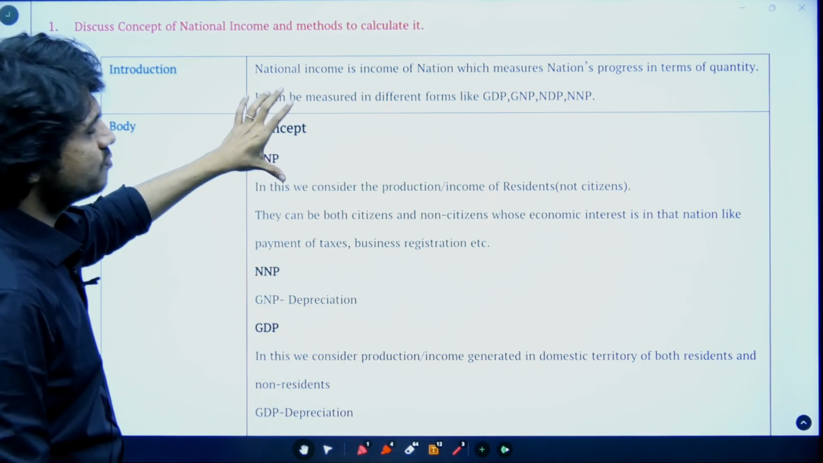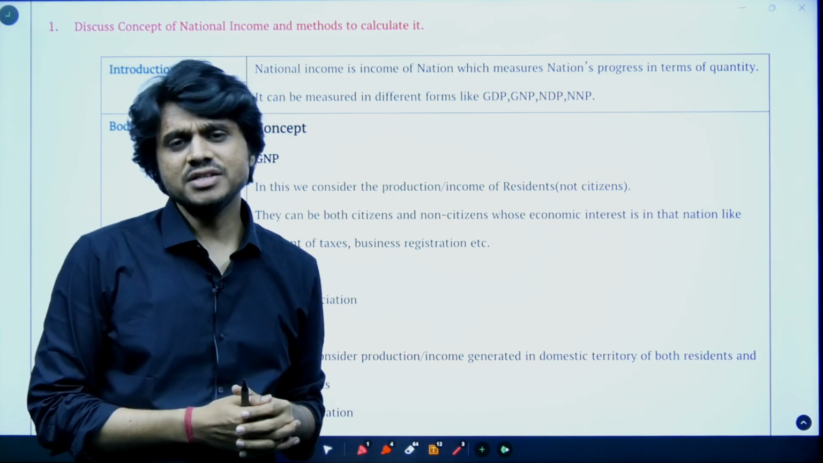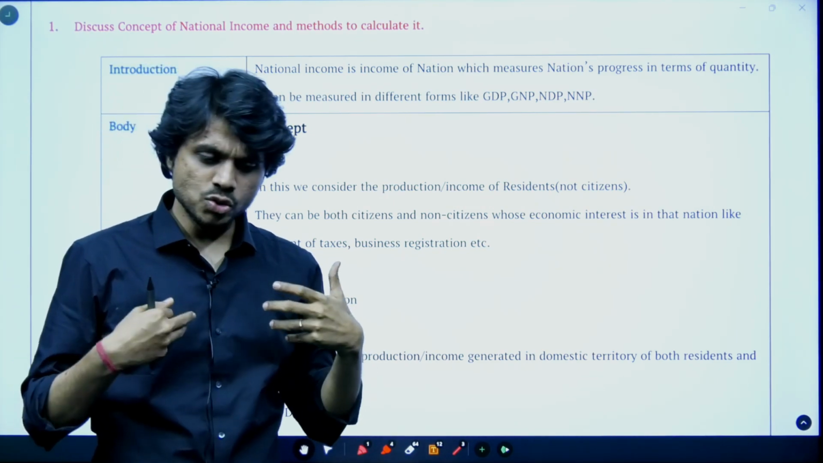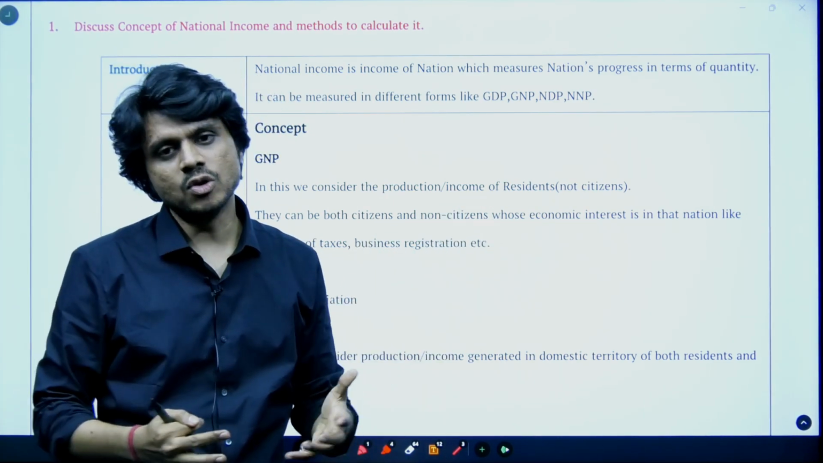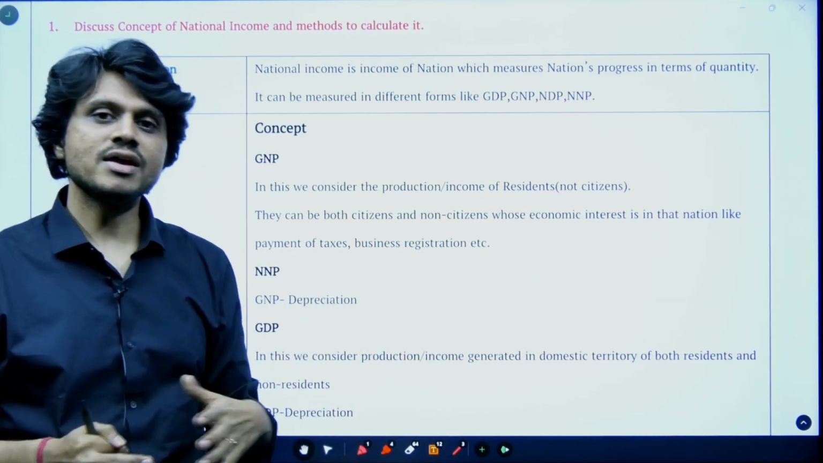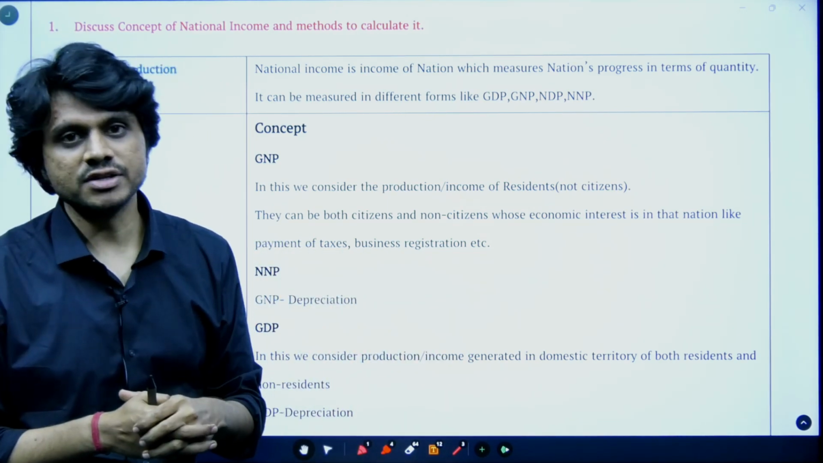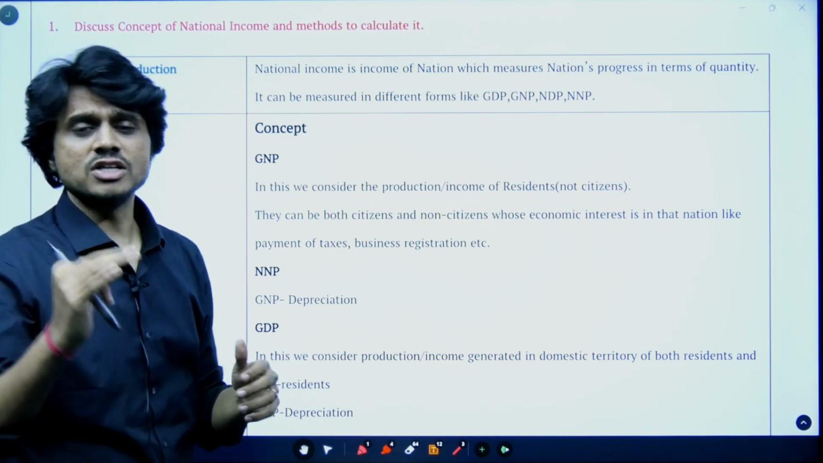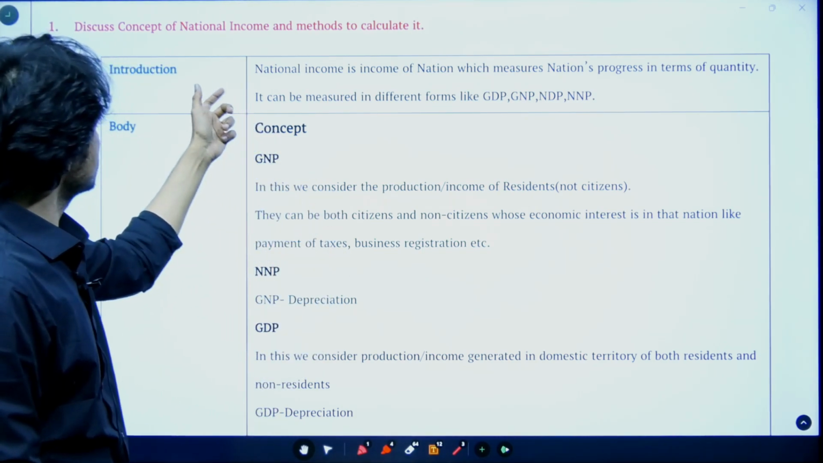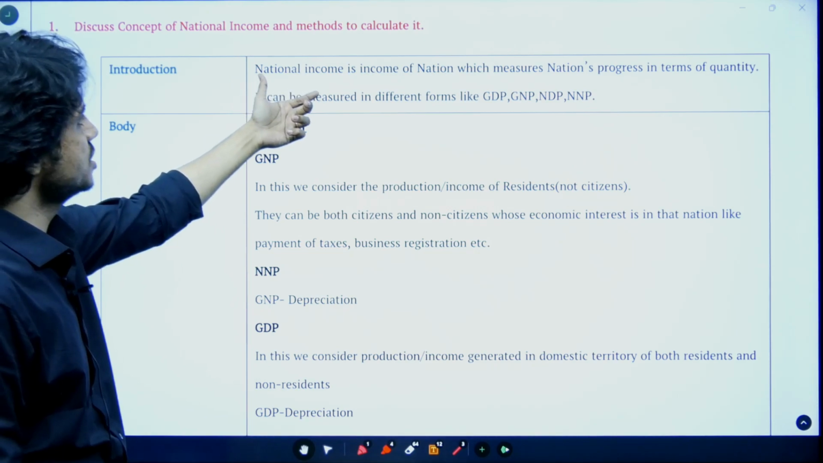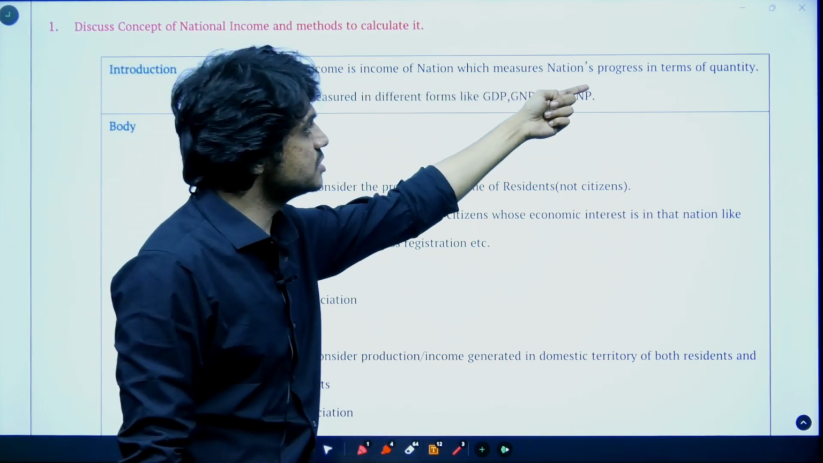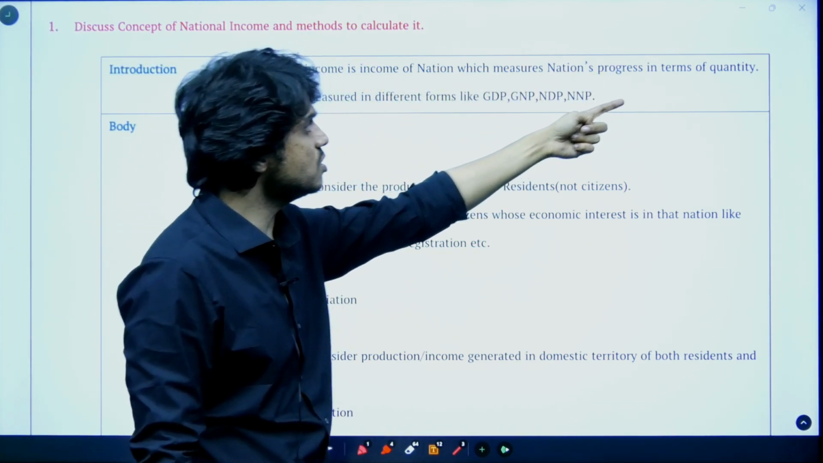So introduction. What is actually the national income? National income means the country's income, right? You and me and all the other people, when all of those incomes are added together, we finally arrive at the national income. So this is actually the concept of the national income, and that's what I have introduced in the introduction. National income is the income of the nation, which measures the nation's progress in terms of quantity.